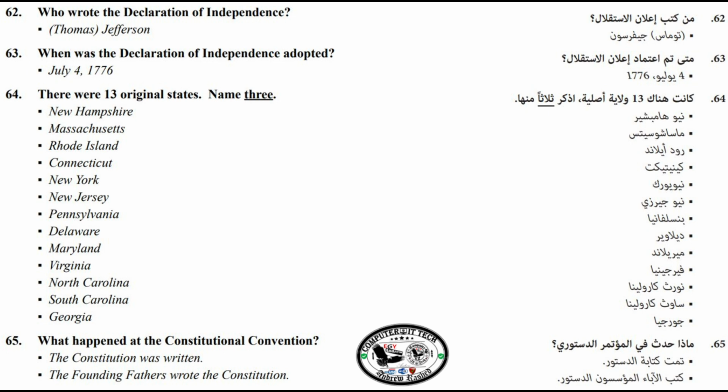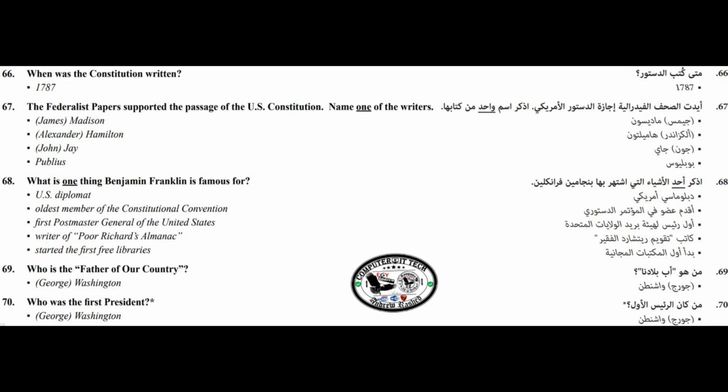What happened at the Constitutional Convention? The Constitution was written. The Founding Fathers wrote the Constitution. When was the Constitution written? 1787. The Federalist Papers supported the passage of the U.S. Constitution. Name one of the writers. James Madison. Alexander Hamilton, John Jay, Publius.